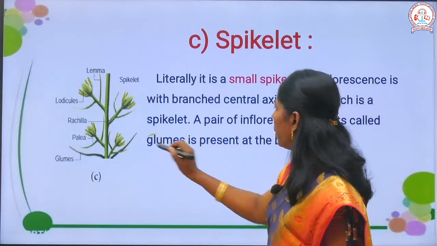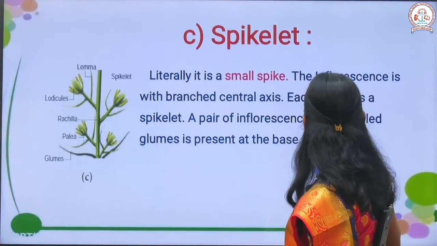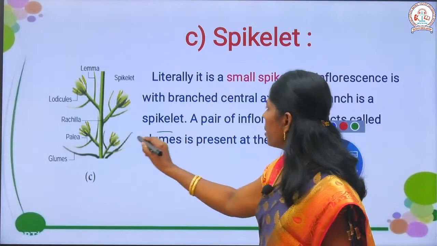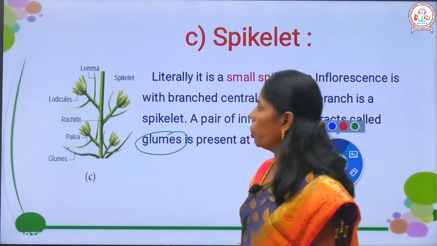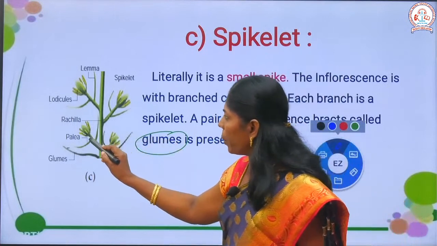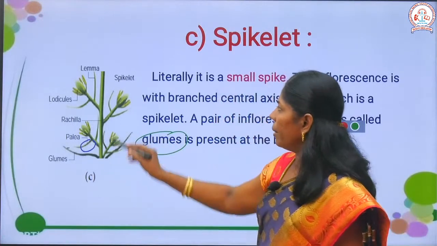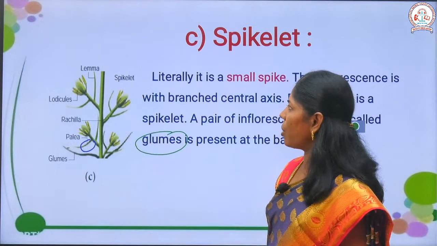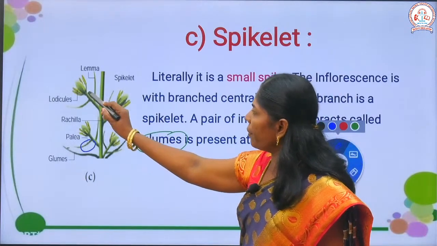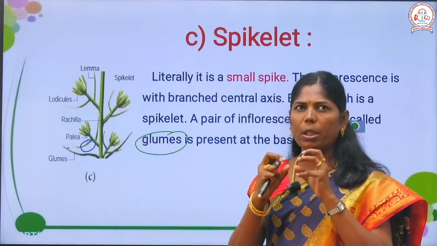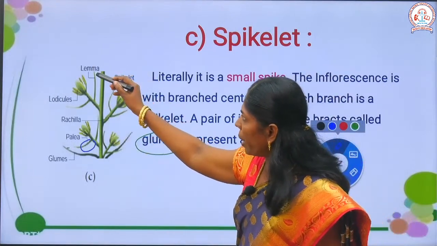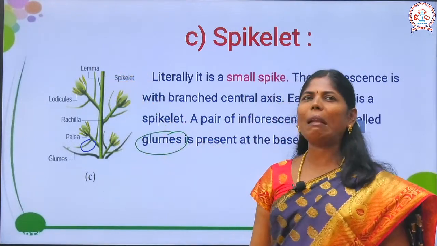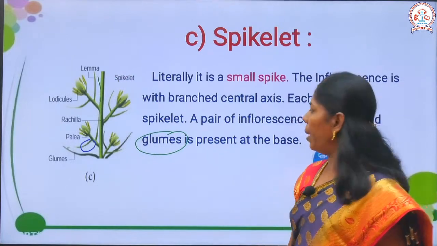The main bracts are called glumes. This is your glumes. The bract at the bottom of a flower is called the palea. The main axis is called the rachilla. Okay, inside the flowers we can see some structures, the lodicules. And the bract on the upper side of the flower is called the lemma. That is called the lemma.